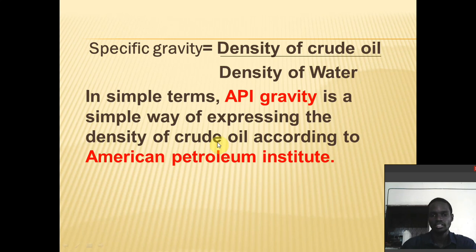The American Petroleum Institute is an American association which is capable of studying the different physical and chemical properties of petroleum. When they were studying the physical properties, they came up with the API gravity of crude oil as one of the basic parameters that can be used to classify oil, instead of just classifying oil directly using specific gravity or density. So this is also a basic parameter. In fact, it's the internationally accepted parameter for the measurement of density of crude oil.